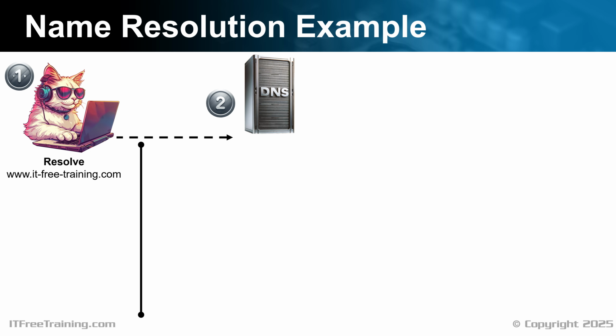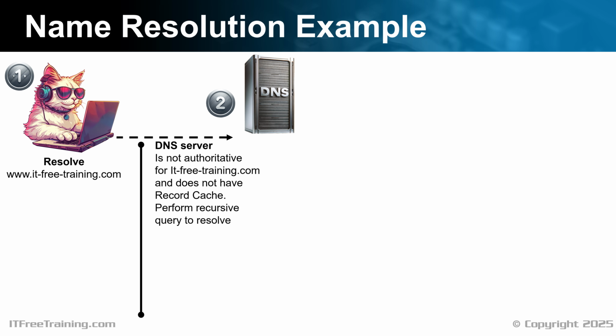The DNS server won't be able to answer the request unless it is an authoritative DNS server or the DNS server that has the record in its cache. The DNS server will perform a recursive DNS query. A recursive DNS query is one that traverses the DNS directory until it finds a DNS server that can determine if the request can be answered or not.